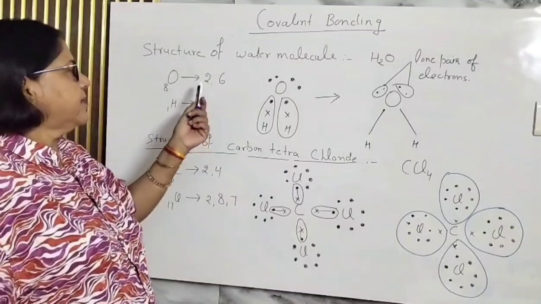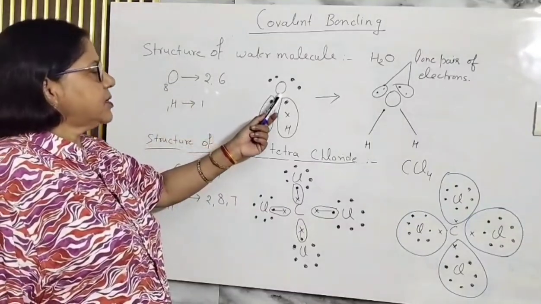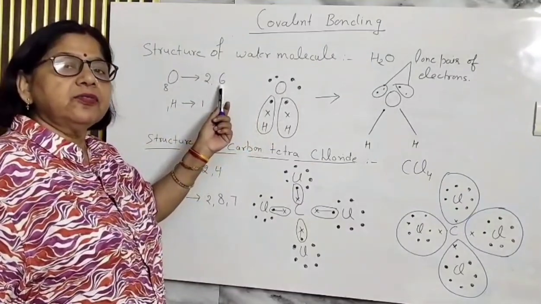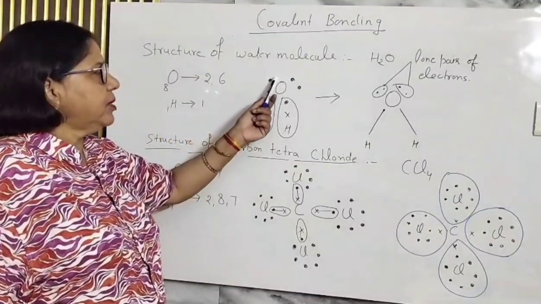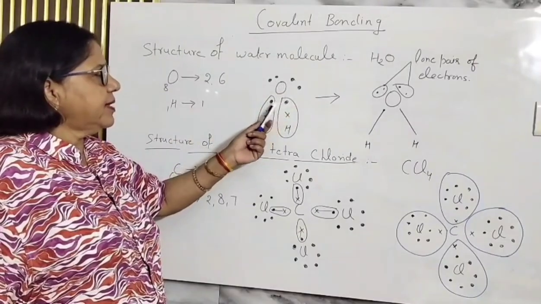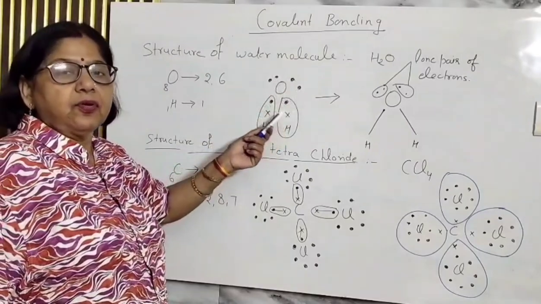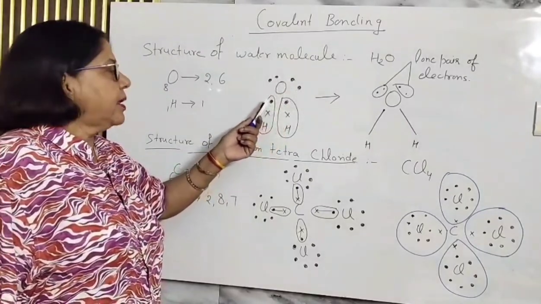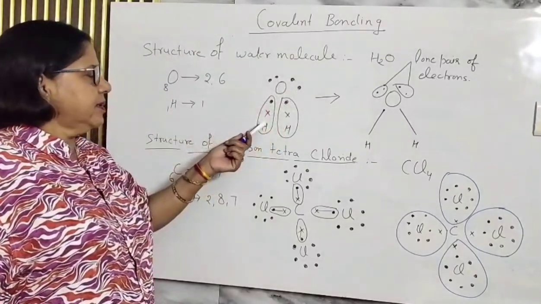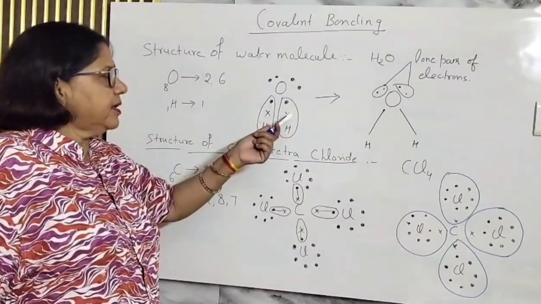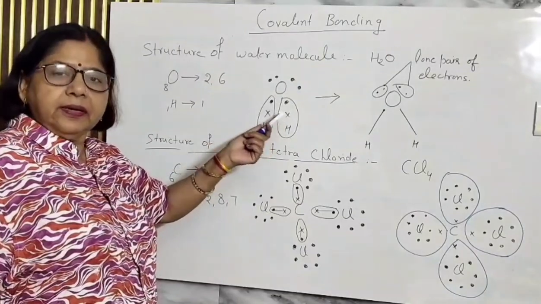So, now what happens, children? I have drawn the structure of the water molecule. The 6 electrons in the outermost shell of oxygen: 1, 2, 3, 4, 5 and 6. The dots are representing the electrons of oxygen, right? Now, the 2 hydrogen whose electrons are shown by the crosses, they are drawn over here.